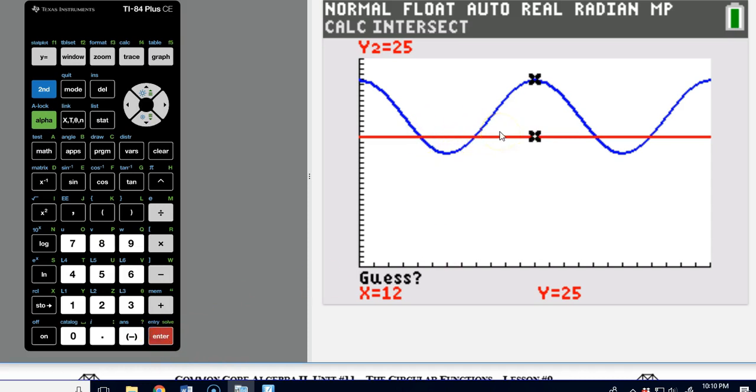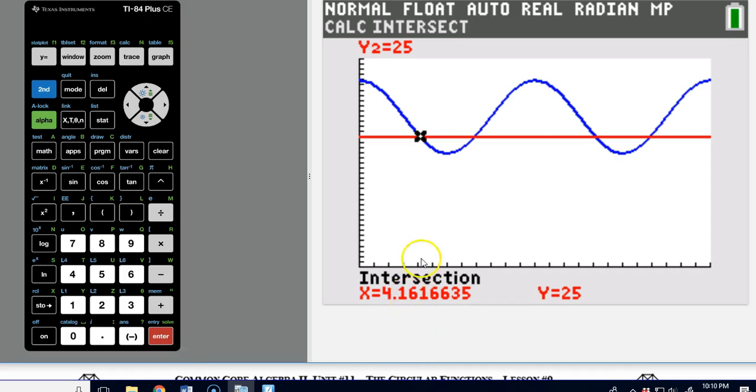It doesn't know which one we're speaking about, so it's asking us to guess. So you just need to cursor over and get somewhat close to the place that you're interested in guessing first. Hit enter. And so it said to round to the 10th, so we're going to call that 4.2.